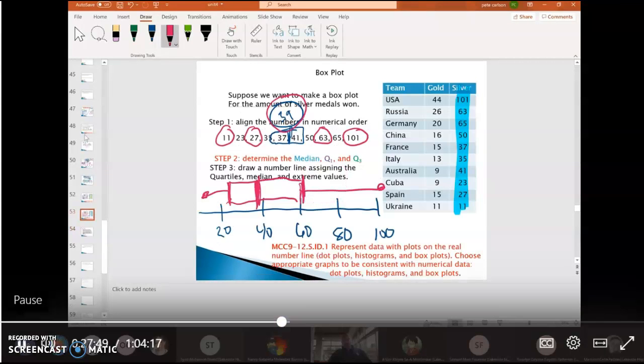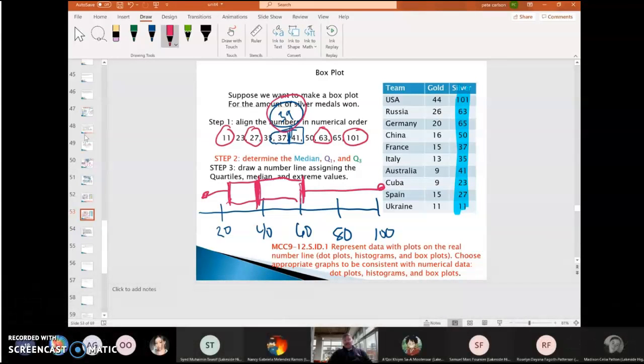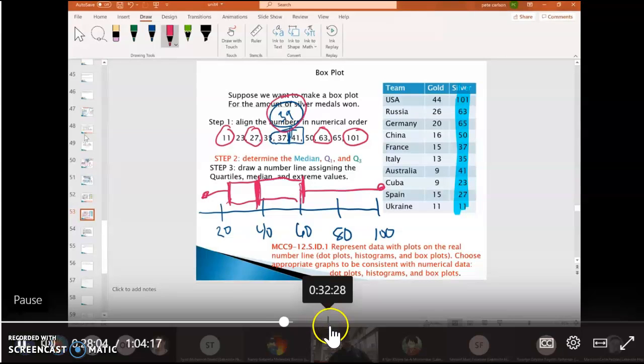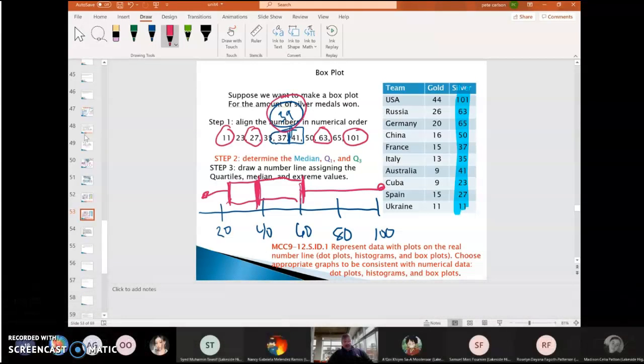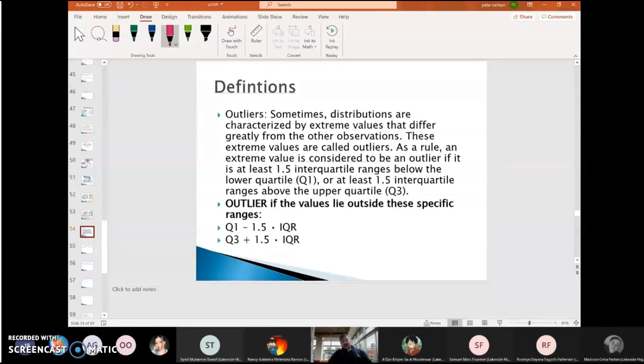Something we've talked about so far is how to make a box plot. Now what we're going to start talking about is how to determine if something is an outlier. The other day we talked about outliers. We said outliers are numbers that don't compare with the other numbers. They're far away from the other numbers. Well, they have to be actually a certain distance. In order to find the outliers, we have to use something called the interquartile range, the IQR.